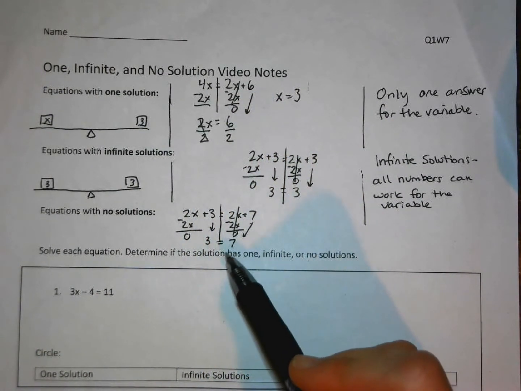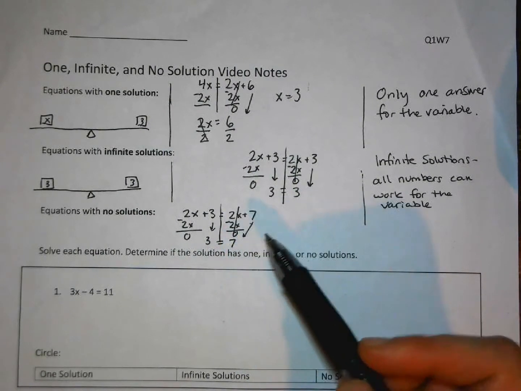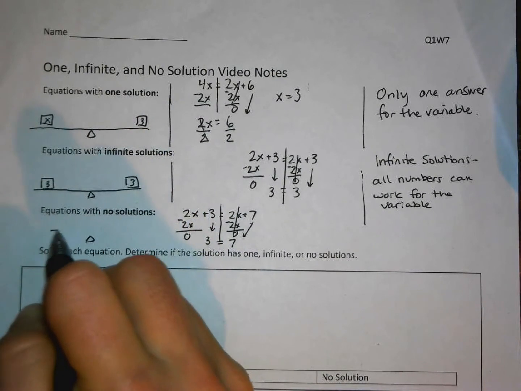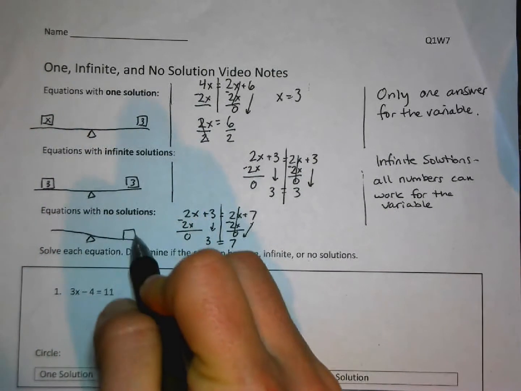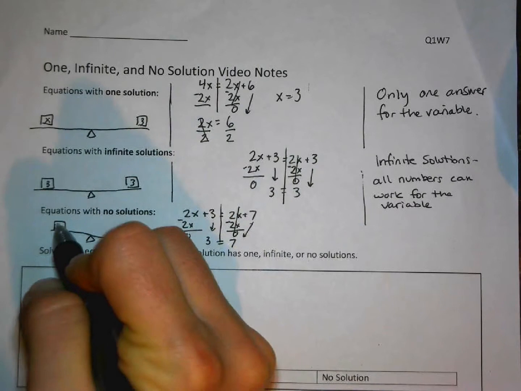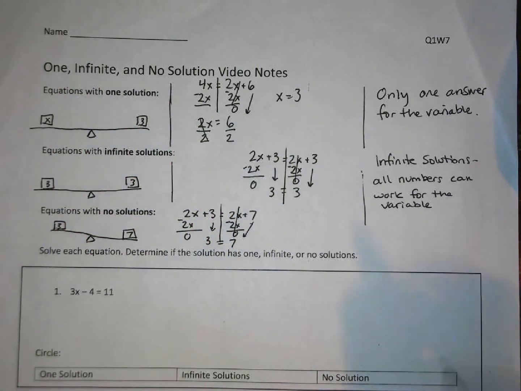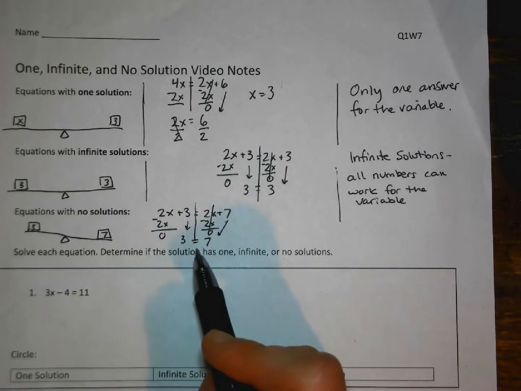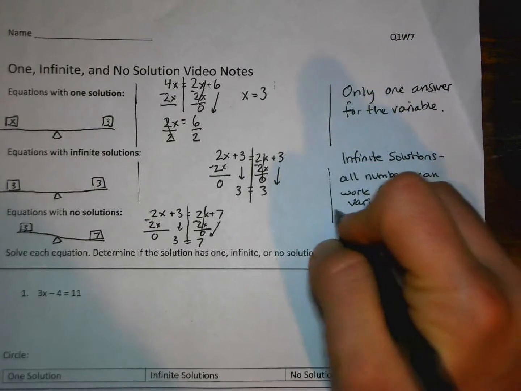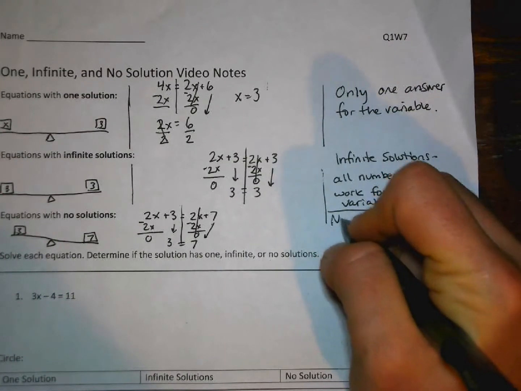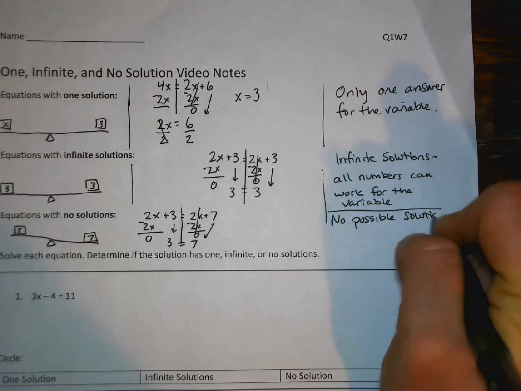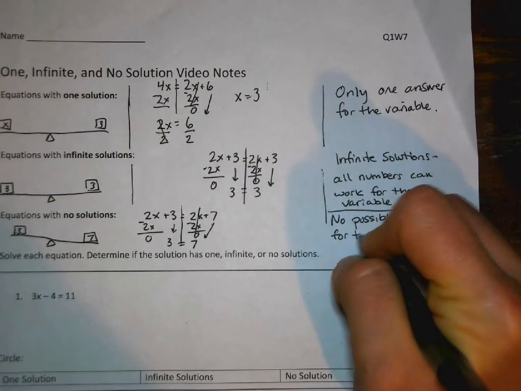Is that true? No, 3 things can never equal 7 things. And so if we were to draw a balance, or a scale here, it would be unbalanced. We would have 7 on one side and 3 on the other. And so we can say for this kind of equation that this equation has no solutions. 3 equals 7 is never going to be true. So our note over here on this side is there is no possible solution for the variable.